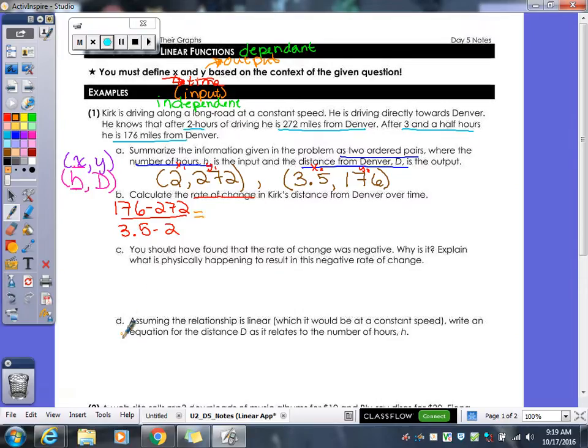So when we subtract the top, 176 minus 272, what do we get? Negative 96. And then 3.5 minus 2? So let's go ahead and divide those. What's negative 96 divided by 1.5? Say that for me again. Negative 64.